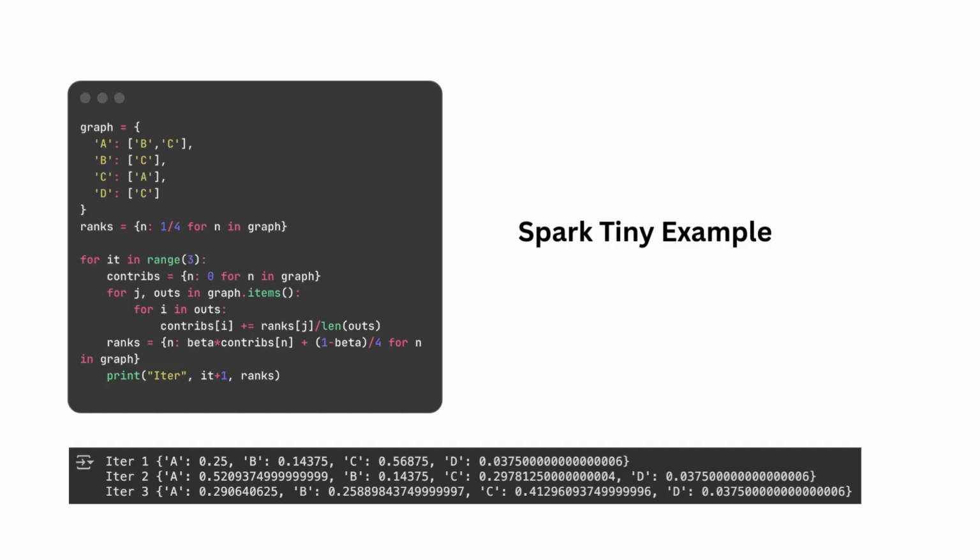This is a Spark-like imitation in plain Python. The logic is almost the same. Share rank across outlinks, then sum, and apply damping. In real Spark, the graph is cached across workers and the rank vector can be broadcast. But the math is identical. Only the system handles it more efficiently.